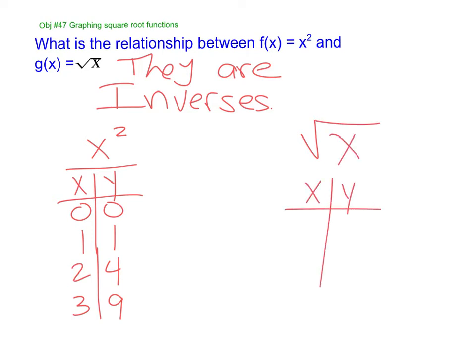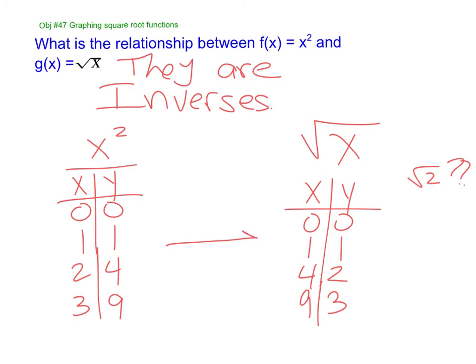If I plug in 0, I get 0. If I plug in 1, I get 1. What's the square root of 2? I don't know. So what number would be a good number to plug in then? We want perfect squares. 4, 2. What's another good perfect square? 9. The square root of 9 is 3.